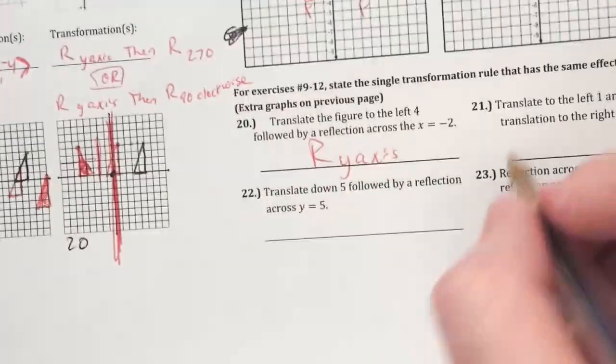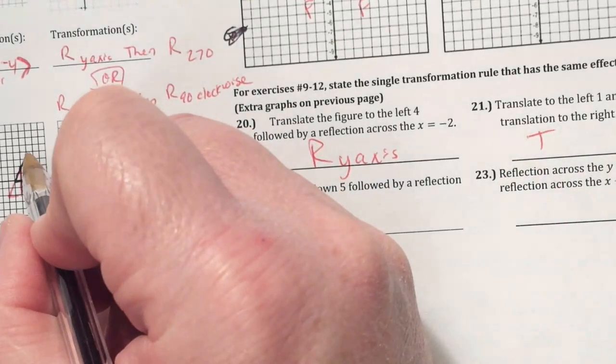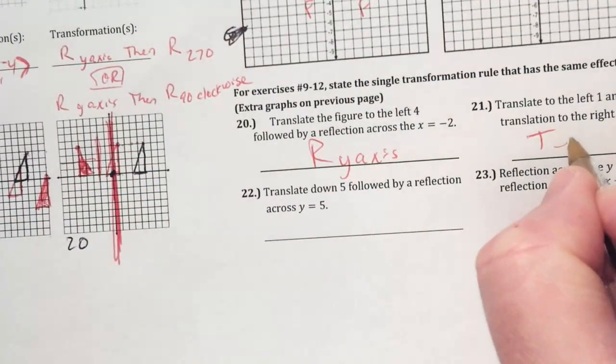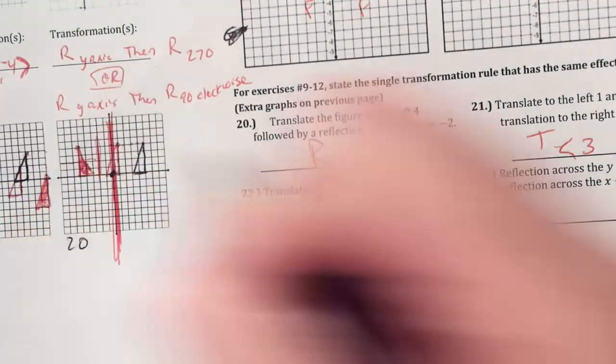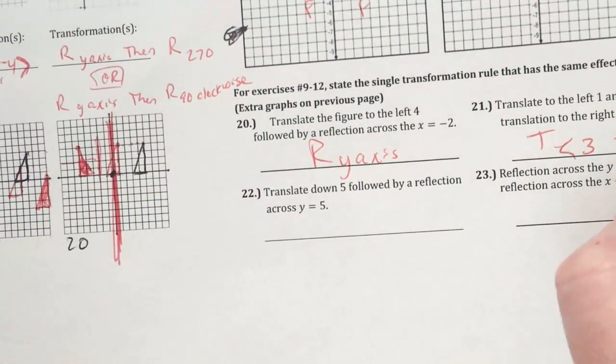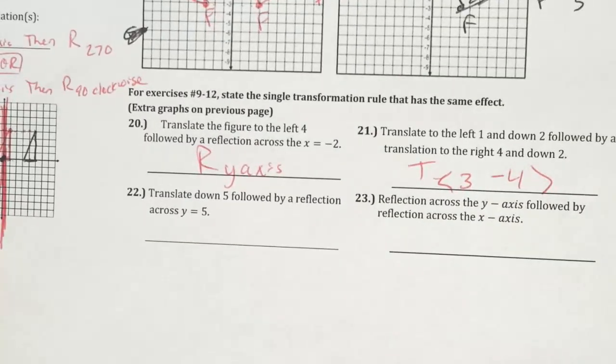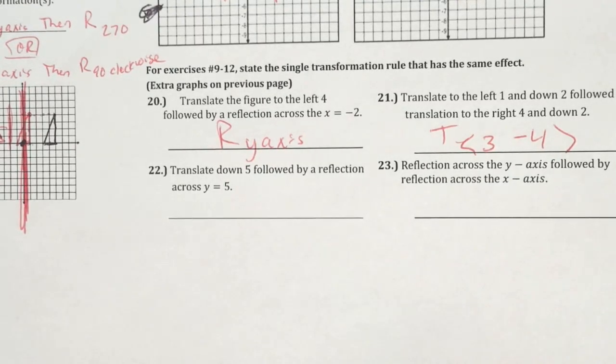What's a faster way? That's definitely translation. And the faster way to go there is right 1, 2, 3. So right 3 and down 1, 2, 3, 4. That'd be the fastest route right there. Okay, and then you just keep doing that. You just try to find the fastest way to get there.